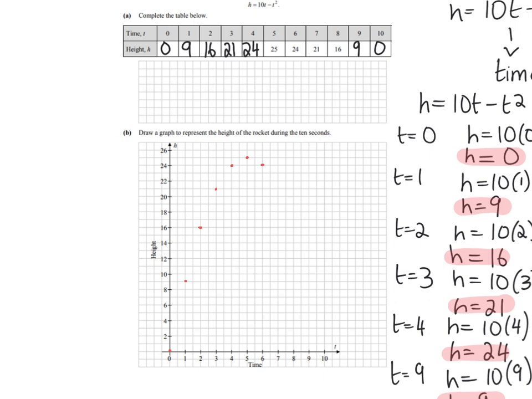Then coming back down, we can fill in all of these points. The last thing you need to do then is just join the points together. And you'll get an answer like that.